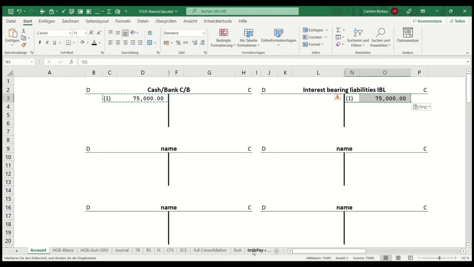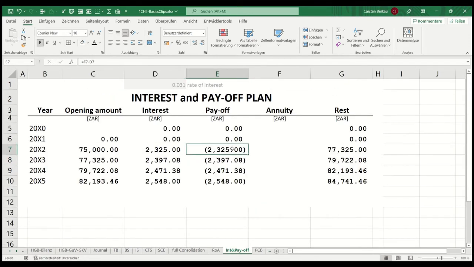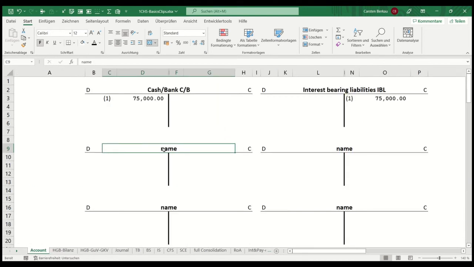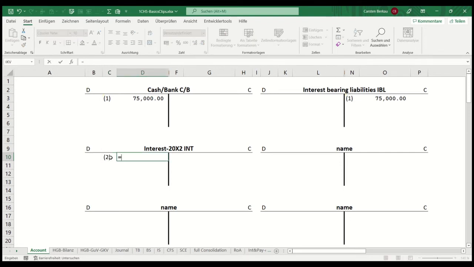For the calculation of a bank loan, this Excel file provides you with an interest and payoff plan. Now the payoff is always 5,000. And I have to overwrite here the interest, as it is only the interest which is paid for 75%. And I record interest in 2002. That gives me the second bookkeeping entry. I take the value from my interest and payoff schedule.